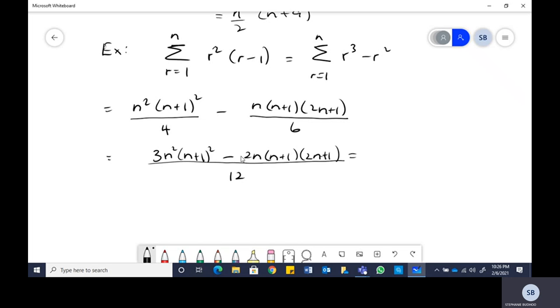Essentially, what we're looking for is to make sure you have the ability to identify your standard forms of r cubed and r squared, and that you have those little algebra skills of being able to find the LCM and simplify your little complicated expression there.